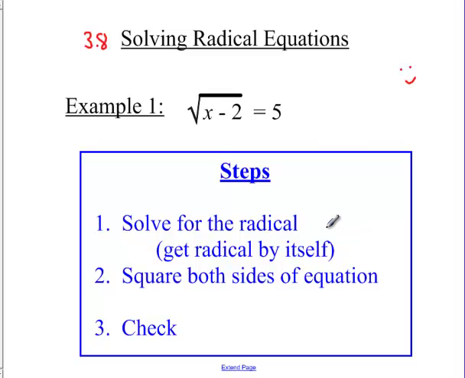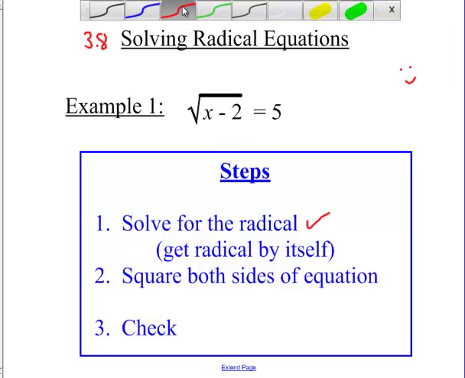All right, so step 1, solve for the radical. That means we want to get the radical by itself, nobody with it. Is it by itself? I think there's a minus 2 with it. Well, we're talking about the radical, and since that minus 2 is under the radical, we're good to go.